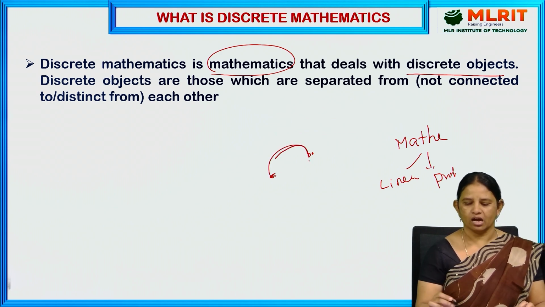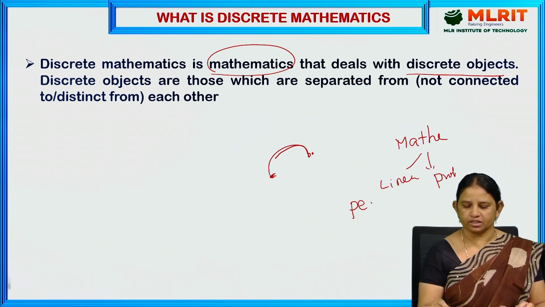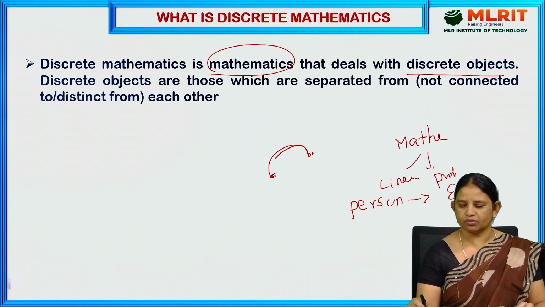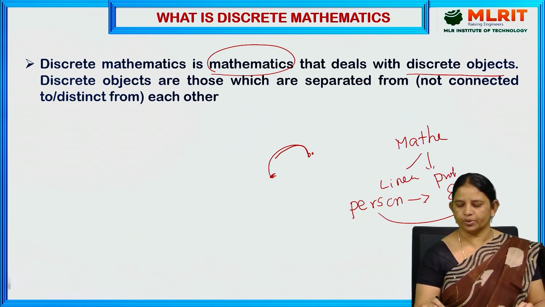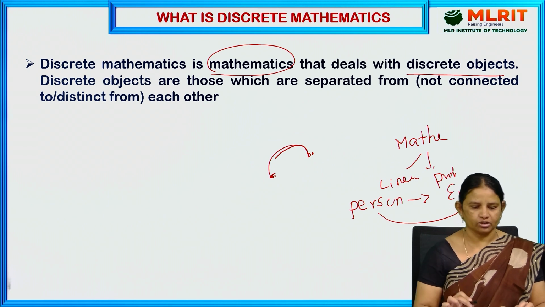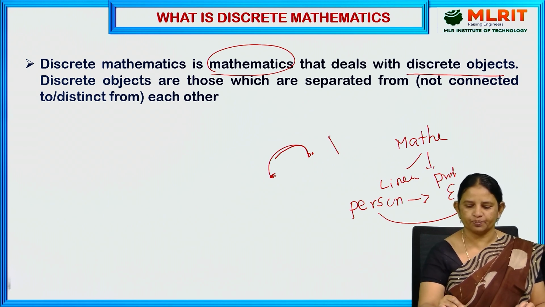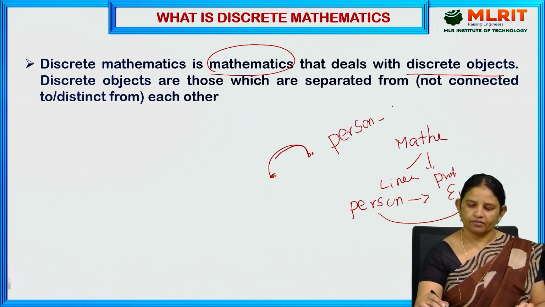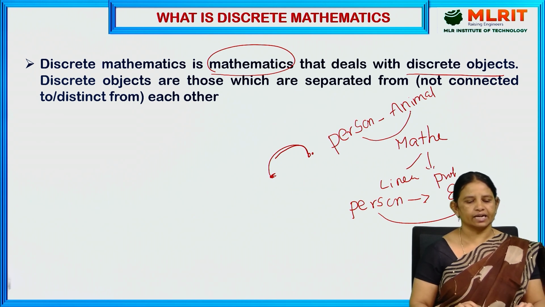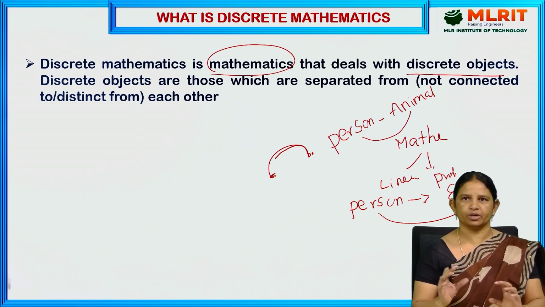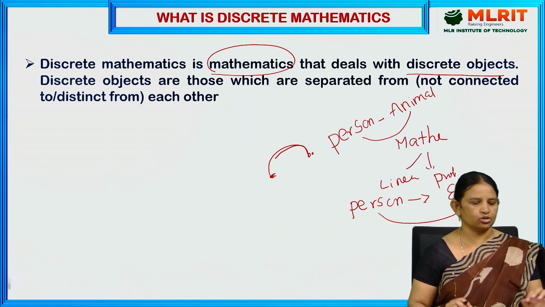These are distinct objects. For example, person is one object and employee is one object. There is a relation between person and employee because both are persons. But coming to discrete objects, there is no relation between the two objects. For example, consider the person and another one, the animal. These two objects are not connected. That is nothing but discrete objects. There is no relation between the two objects. These are distinct objects.